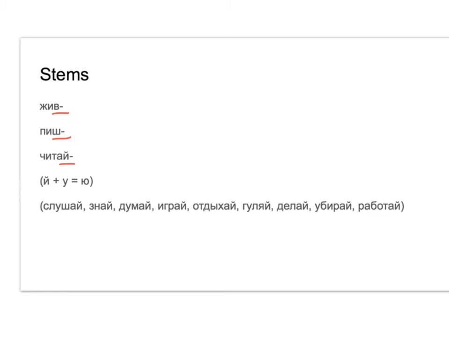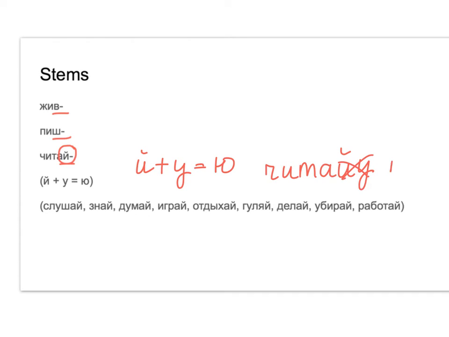However, some of the consonants, if they are й краткая, for example, will change when we add the ending. So with verb stems like жив and пиш, we will add the endings onto the stem. So живу, пишу. However, with verb stems like читай that end in й краткая, й краткая plus у becomes ю. So the й краткая, when we conjugate читаю, will become ю.